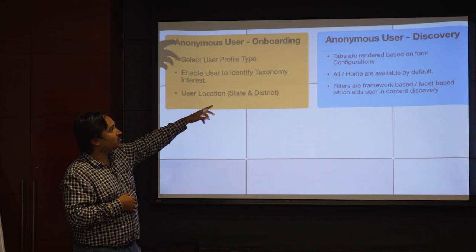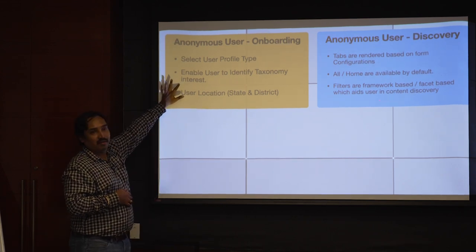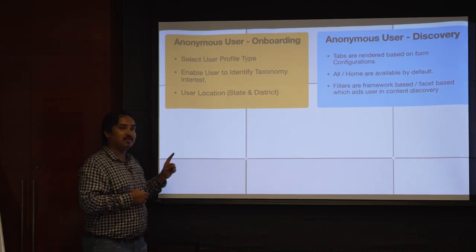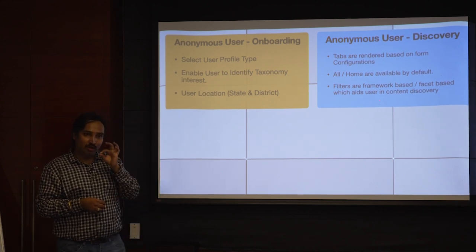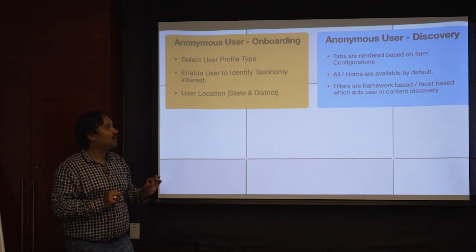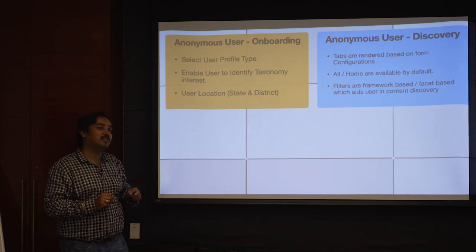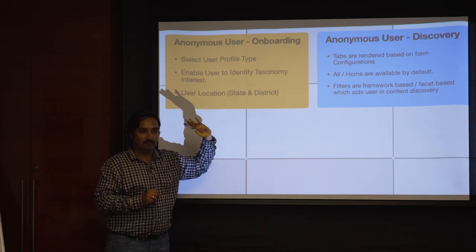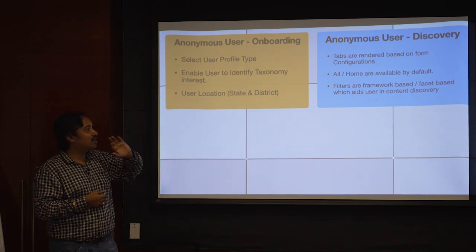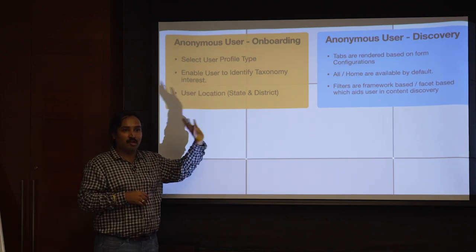The next one is about discovery. How does the discovery work? Look at this particular thing. The user has identified what taxonomy he is interested in, which means discovery is going to default to the preferences that he has selected for himself. All the textbooks and all the courses which are relevant for the taxonomy that he is part of get identified. All and Home, basically, are the two tabs in a very generic sense. If you do a plain Sunbird installation, these are the two tabs that will be available.